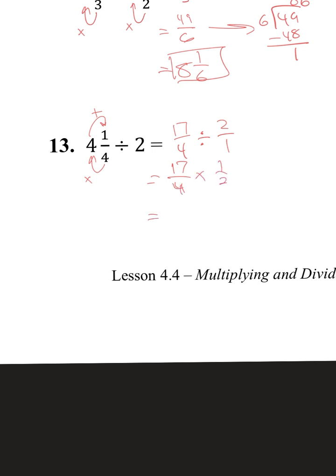Now we're going to multiply straight across. 17 times 1 is 17. 4 times 2 is 8. Going to get old school with it over here. So 17 divided by 8. 8 will go into 17 2 times. 2 times 8 is 16. Subtract those, I get 1. So my remainder is 1, and the denominator stays the same. So my final answer is 2 and 1/8. So when the numerator is 1, you're done reducing. And that is it, ladies and gentlemen.